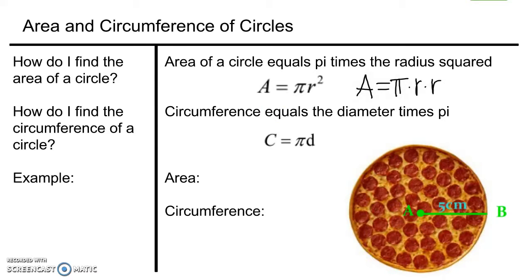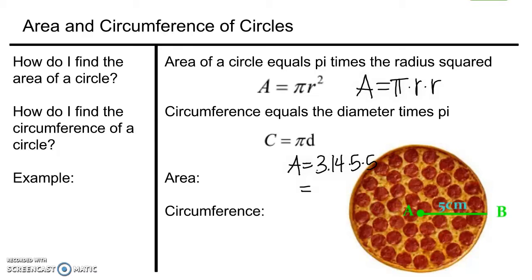That's what radius squared means. It doesn't mean to multiply the radius times 2, it means multiply it times itself. So here with this pizza, if I were going to find the area and then the circumference for area, I would say 3.14 times 5 times 5. And then I would just punch that in my calculator.